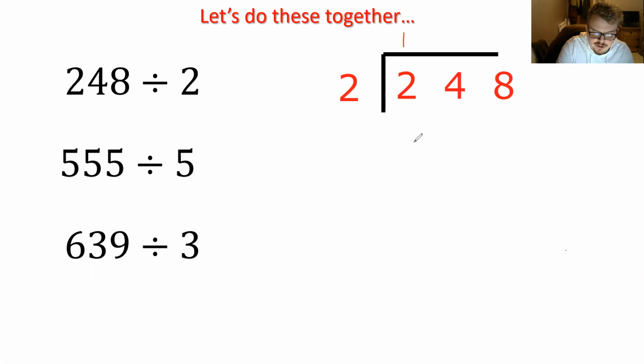How many times does 2 go into the next digit? So how many times does 2 go into 4? It goes twice. 2, 4, twice. And how many times does 2 go into the final digit, number 8? 2, 4, 6, 8. It goes 4 times. So that's my answer. My answer is 124. So 248 divided by 2 is 124.